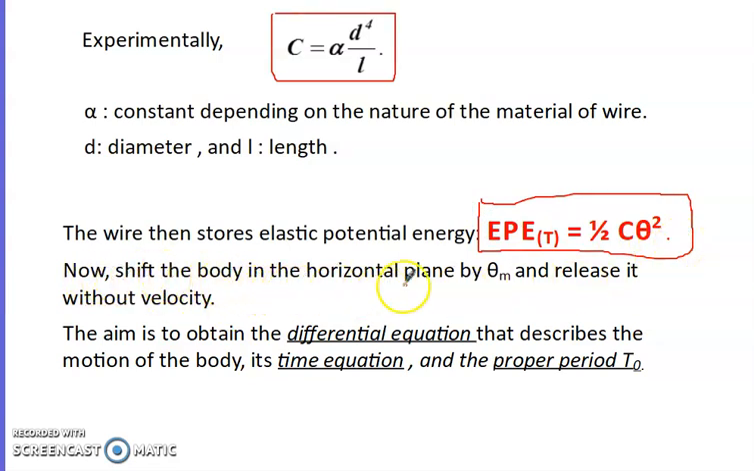Now shift the body in the horizontal plane by a certain maximum value, theta m, as we did in the case of the elastic spring when we displaced the body by a certain distance xm and then released without velocity. Now what is the objective? The objective is to determine the differential equation that describes the motion of the body, its time equation, and the proper period. The same way as we did in the case of the horizontal elastic pendulum. Let's do this.